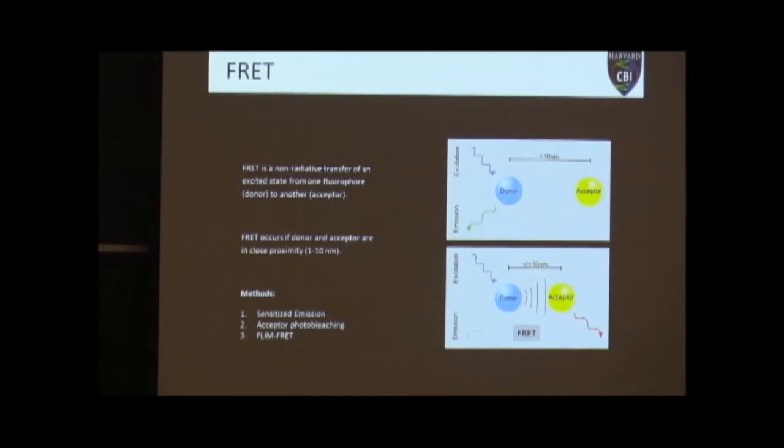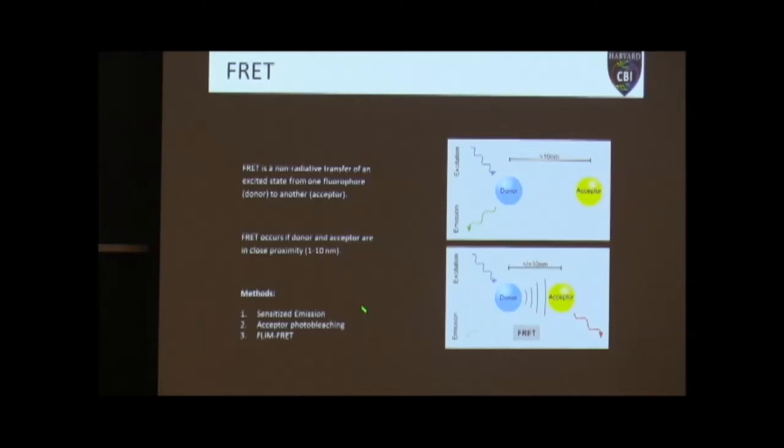Okay? So in this situation, instead of blue light coming in and green light going out, you have blue light going in and a transfer of energy, and then red light going out. So this will only happen if these molecules are in very close proximity, so 1 to 10 nanometers. Just know that a protein itself is about 8 to 10 nanometers in size. So these things really have to be right up against one another.